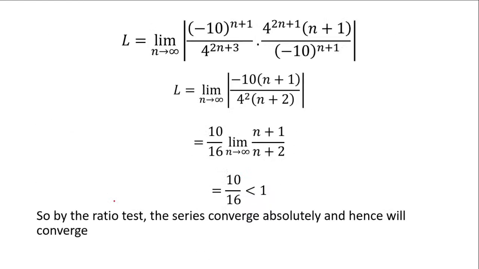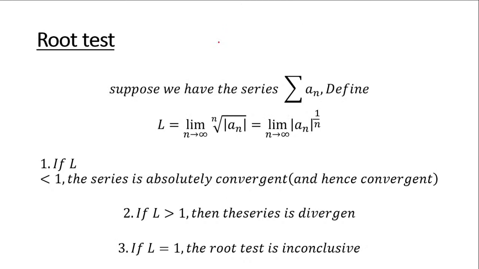Now let's look at this. They had 10 over 16, which is less than 1, so by the ratio test it converges. Simple, because it's alternating. Simple to converge, as simple as that. This is for MCQ. The root test.